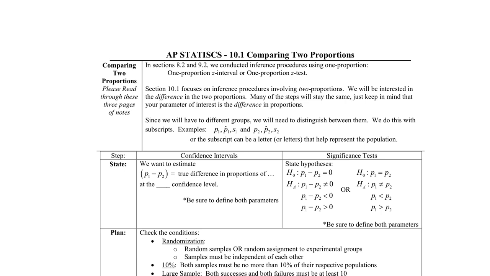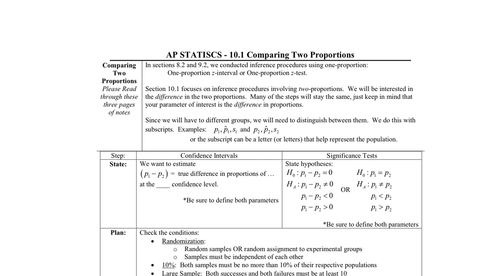In 10.1, we're going to be focusing on proportions, so two proportions. In 10.2, then we'll move on to means. The way that this is set up, over here on the left, we're going to look at what a confidence interval will look like. Over here on the right, we've got the tests for significance. So right here, we still have that.